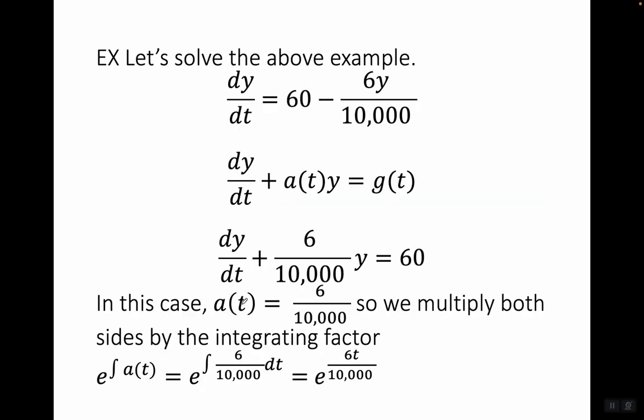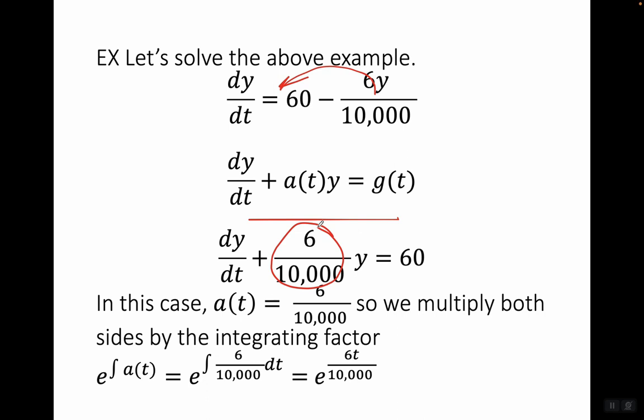So let's solve the above example. We had dy/dt equals 60 minus 6y over 10,000. We want to get it in this format, so we need to move the 6y over 10,000 to the other side. So we have dy/dt plus 6 over 10,000 y equals 60. Okay, so now we've got it as a first-order linear differential equation.